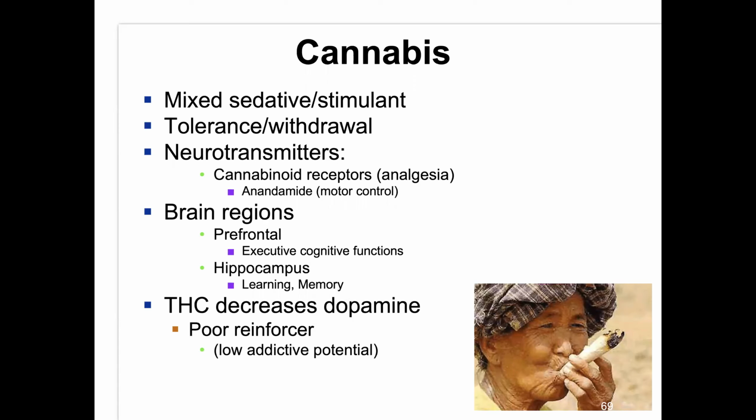Cannabis is a mixed sedative stimulant drug, and in its most potent formulations has hallucinatory properties. THC, the psychoactive ingredient in cannabis, binds to cannabinoid receptors in the brain. Naturally occurring endogenous cannabinoids serve analgesic and gross motor control functions, and THC also subserves these systems. THC has very little addictive liability, as it does not significantly impact the dopamine neurotransmitter systems of the brain.